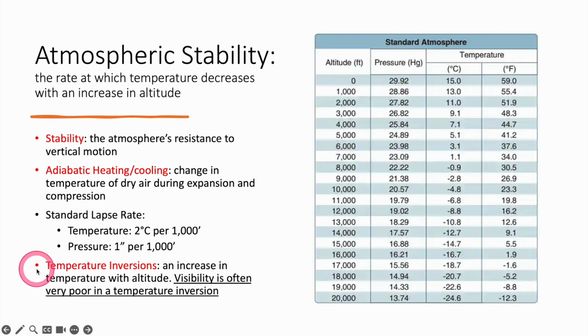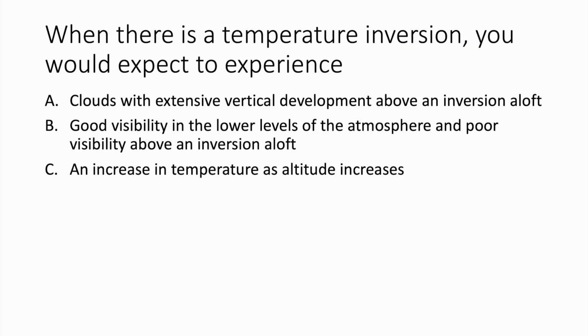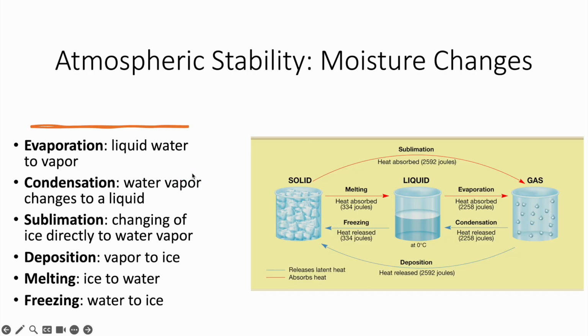There's something called temperature inversion, in which temperature would actually increase with altitude, and it's not uncommon. Usually it's going to lead to poor visibility below the inversion and an increase in temperature with altitude. So, common question. Hopefully you got C, since we just talked about it. With a temperature inversion, you can expect an increase in temperature with altitude.